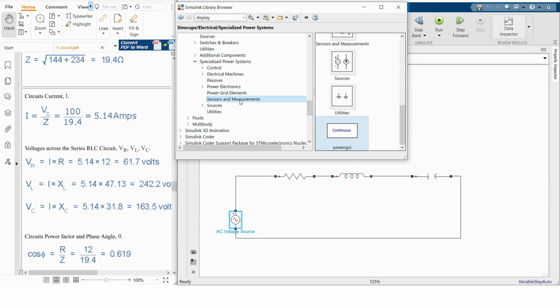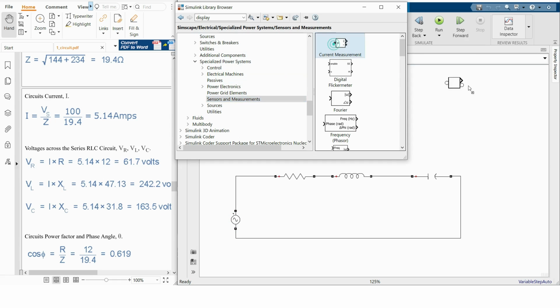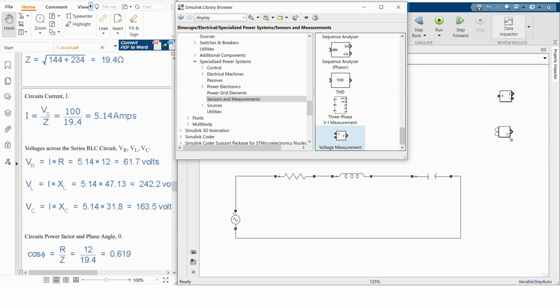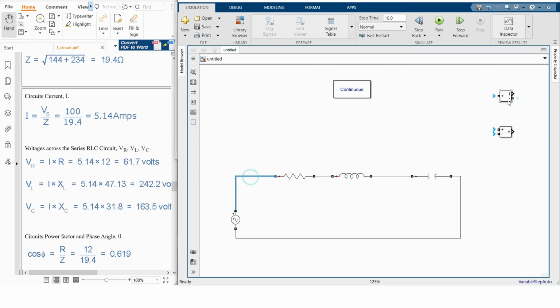For measuring voltage or current, for current measurement we need a current measurement block, and for voltage we need a voltage measurement block. By deleting this branch we can calculate current. For measuring voltage, in each branch we need a voltage measurement block, so three in total. This is across R, this is across L, this is across C.